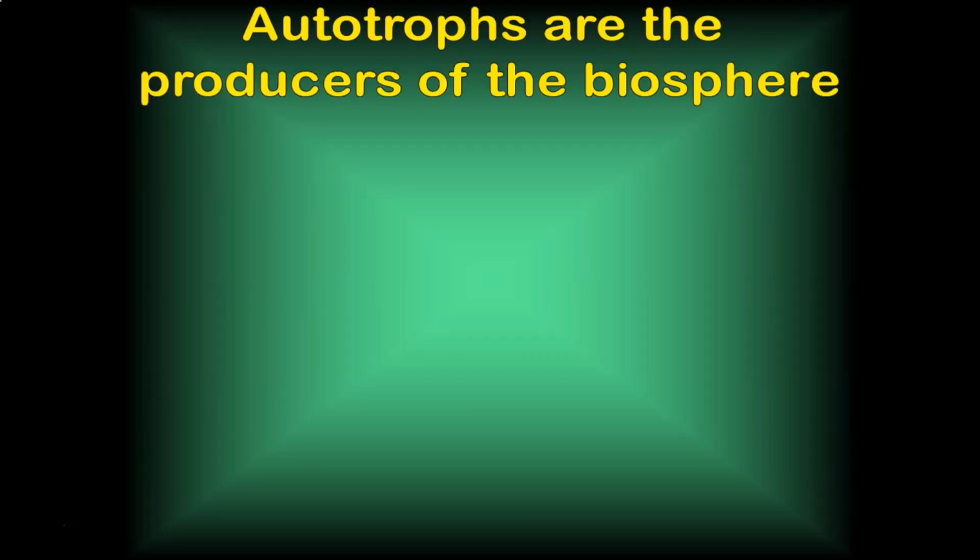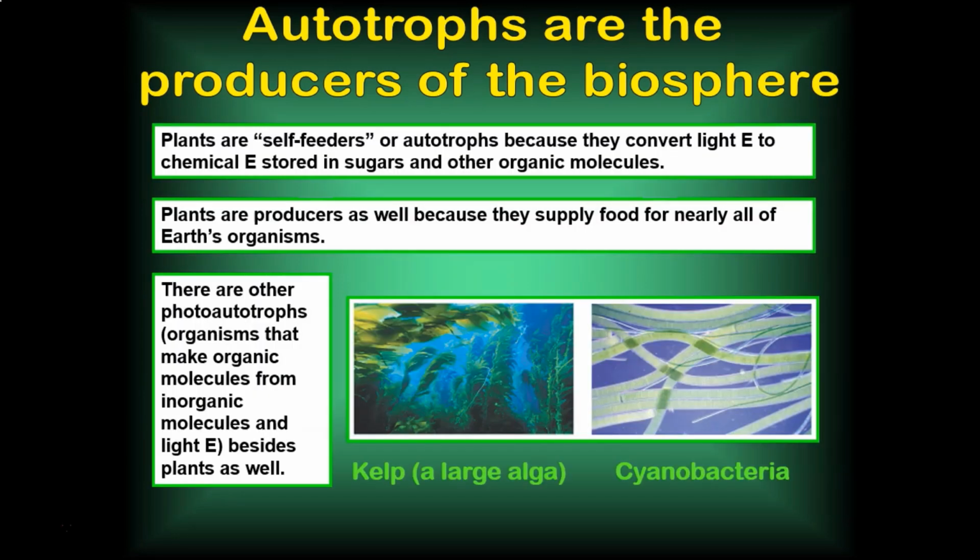All right, some background information here. Autotrophs are, of course, the producers of the biosphere. So plants are self-feeders, or autotrophs, because they convert light into chemical energy stored in sugar and other organic compounds. Okay, and if you're going to make your own food, or if you are an autotroph or an autotrophic organism, you're almost always using sunlight to do that. Okay, but there are some chemotrophs out there.